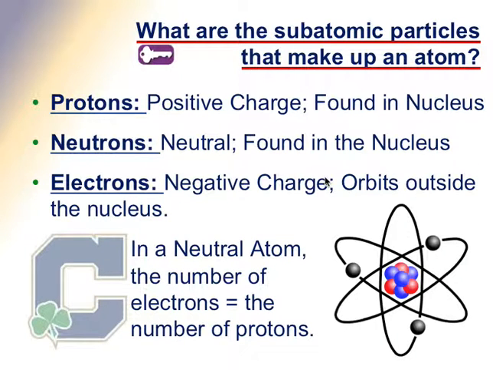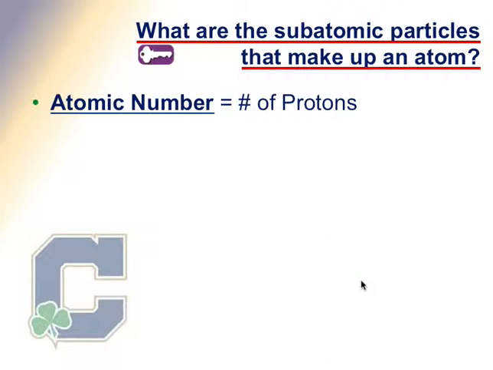In a neutral atom, the number of protons should equal the number of electrons, and that should make sense because that's why we consider it neutral. It does not have a charge because there's no extra positives or extra negatives. Okay. Now let's talk about some of the numbers that represent these different subatomic particles.